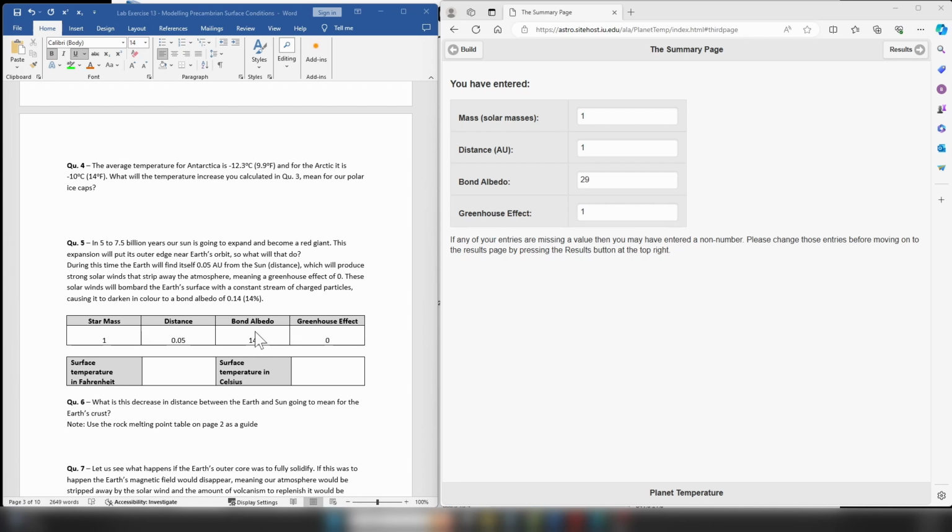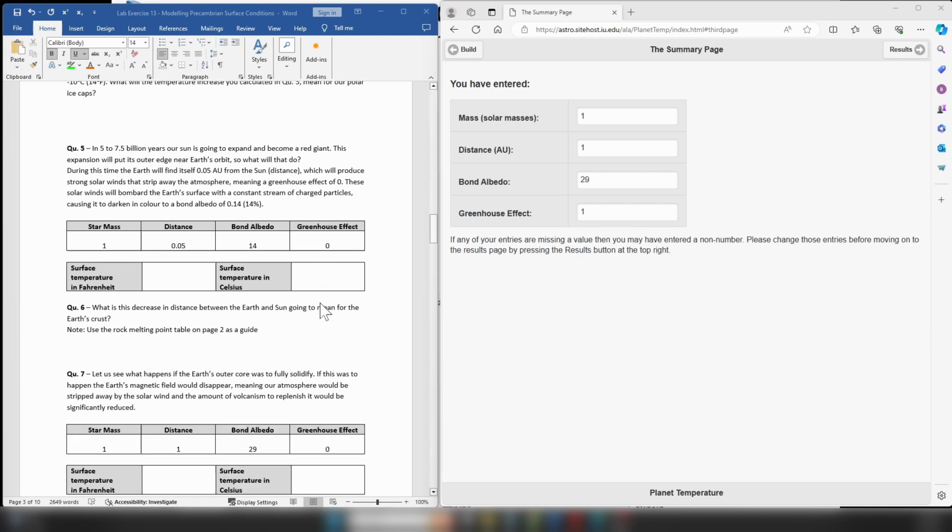Because there's no atmosphere, all those charged solar particles can go smashing into the Earth's surface, and they're going to cause it to become darker in color. So once again, you're going to go to the surface temperature calculator, put in the star's mass at 1, distance at 0.05, bond albedo is now 14, and the greenhouse effect is 0. And once again, you're going to get your value for the surface temperature in Fahrenheit and Celsius.